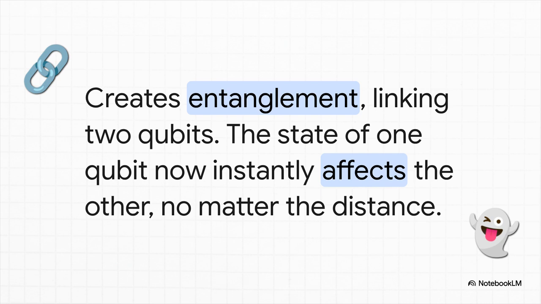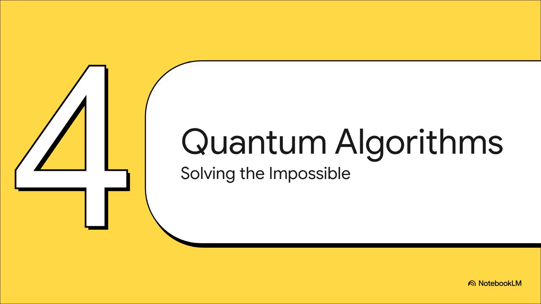Now the state of one qubit instantly affects the other, no matter how far apart they are. Their fates are literally intertwined. So now we have these two incredibly powerful tools in our belt, superposition and entanglement. And by combining these gates in clever ways, we can start to build quantum algorithms that are capable of solving problems that are just impossible for any classical computer to handle.